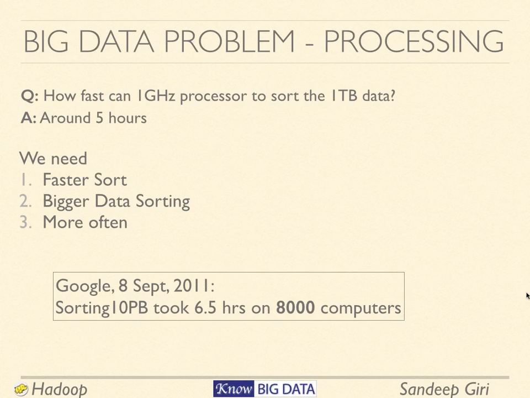Here it took me 5 hours to order the data on a single node. They sorted 10,000 times more data in 6.5 hours. How? By using 8,000 computers in parallel.